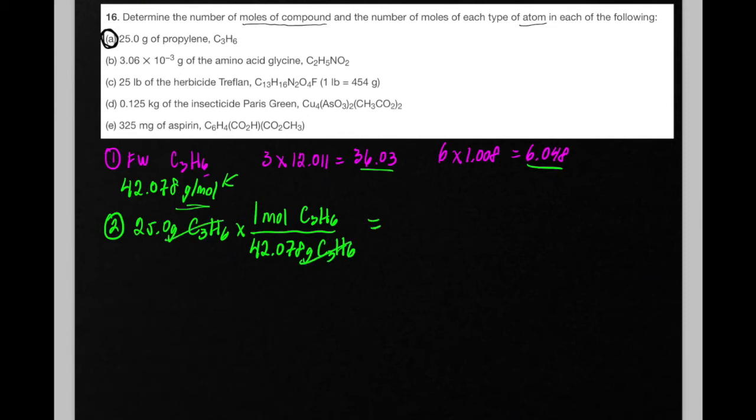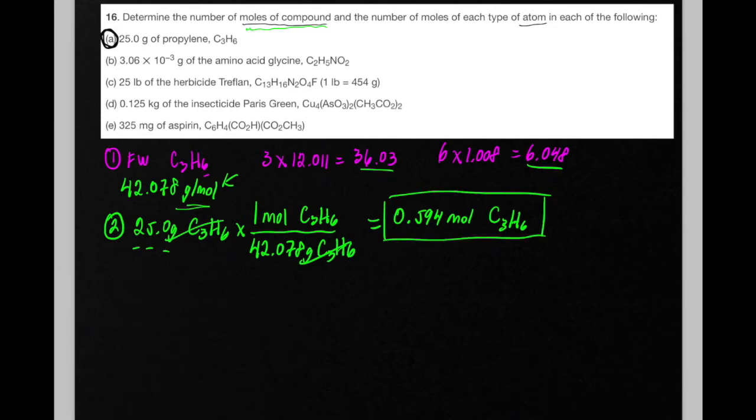So anyways, when we do this, we get moles of the compound, and that's one of the first things they want to know in this problem. Now, when we get the answer on our calculator, we want to round it off to 3 sig figs because 25.0 has 3 sig figs. So this is 0.594 moles of propylene. Okay, so that'll be one of our answers.